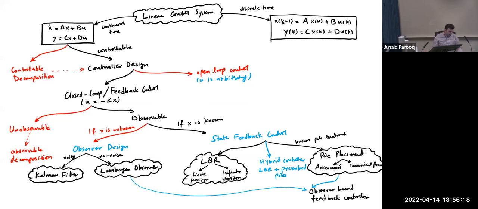And on the other hand, if you combine the LQR and the Kalman filter, you will get something called the LQG, right? Linear quadratic Gaussian. So you combine this and this to get this LQG, and both these LQG and LQR basically will create a dynamic output feedback controller.